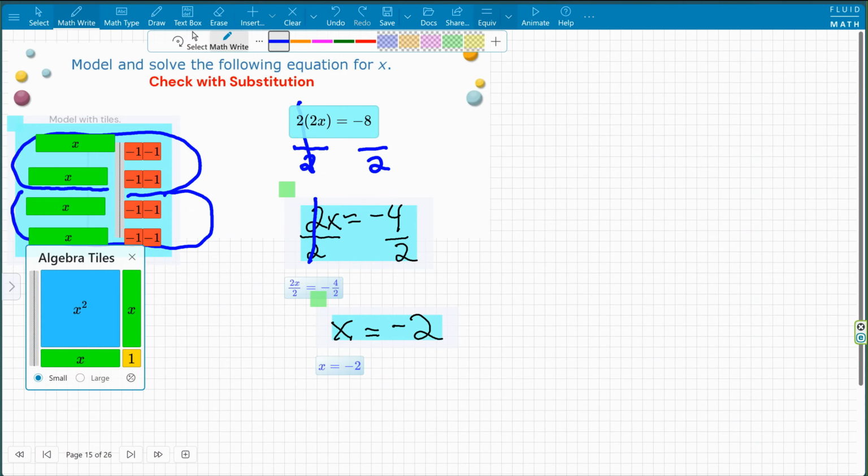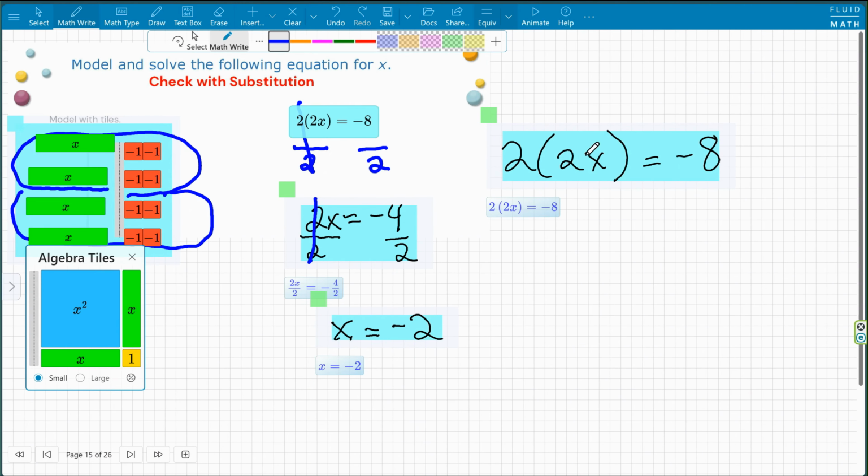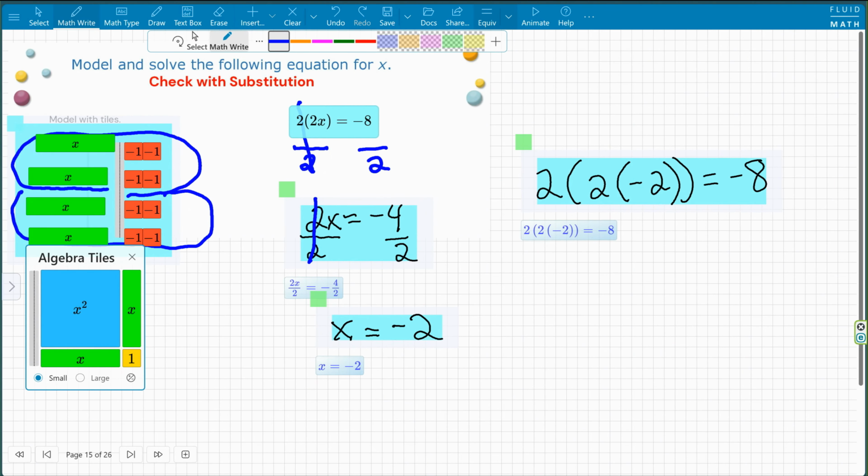Now, an important part of checking our work is substituting. So let's put this -2 in our original equation. 2 times 2x equals -8. Okay, and I wrote it correctly, so it's all color-coded. I'm going to scribble out this little x right here, and I'm going to replace it by -2. As you can see, I have 2 times 2 groups of -2 equals -8. And if I simplify this, 2 times 2 times -2 is -8. And that equals -8.